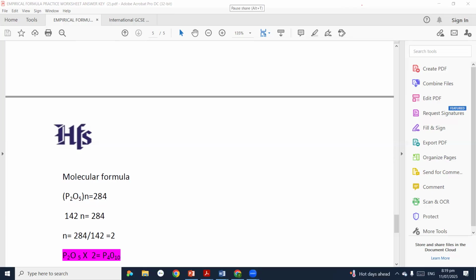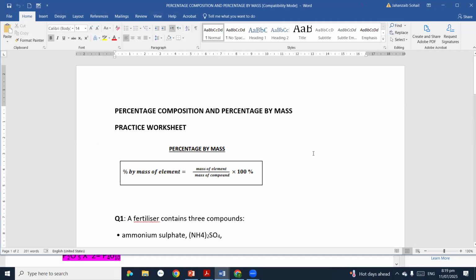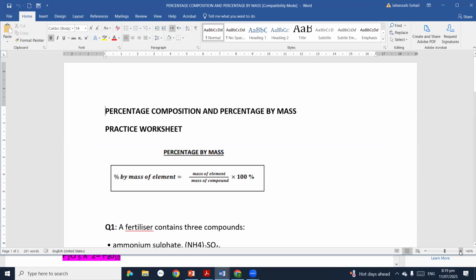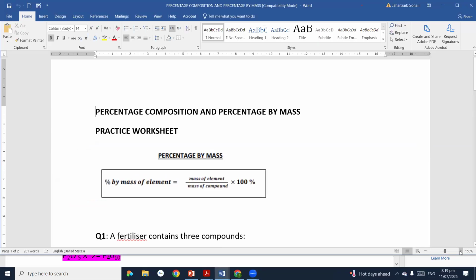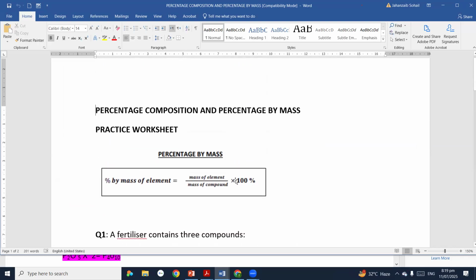Percentage by mass, or we can say percentage composition. Okay, so this is the formula. We will do two or three questions, then we will move toward the last topic, percentage yield. Okay, so percentage composition, because I have seen these sort of question in your paper, percentage by mass and percentage composition. Okay, so this is the formula.